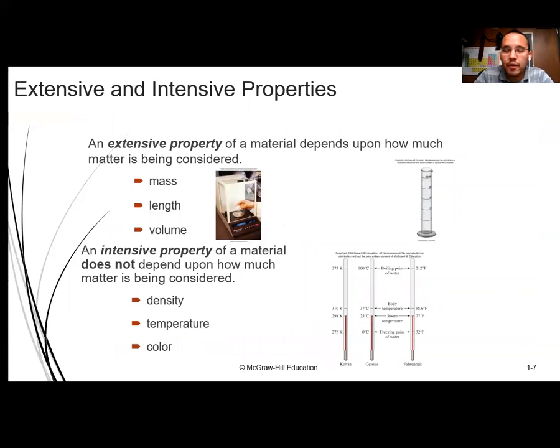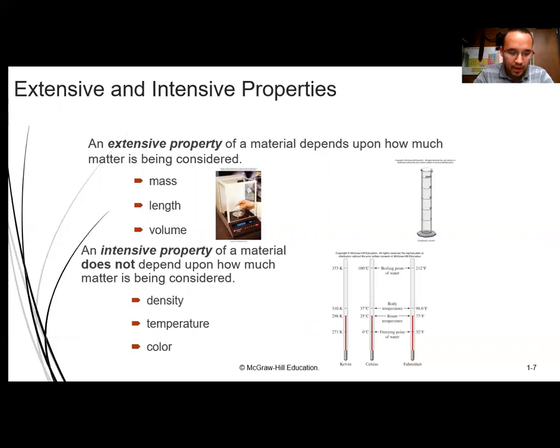The other part that we have is what we call our extensive and our intensive properties. Now, an extensive property is something that when we measure it or we consider it, it depends on how much matter is there. So something like the mass, how much something weighs, changes based on if we have a lot of it or only a little bit.